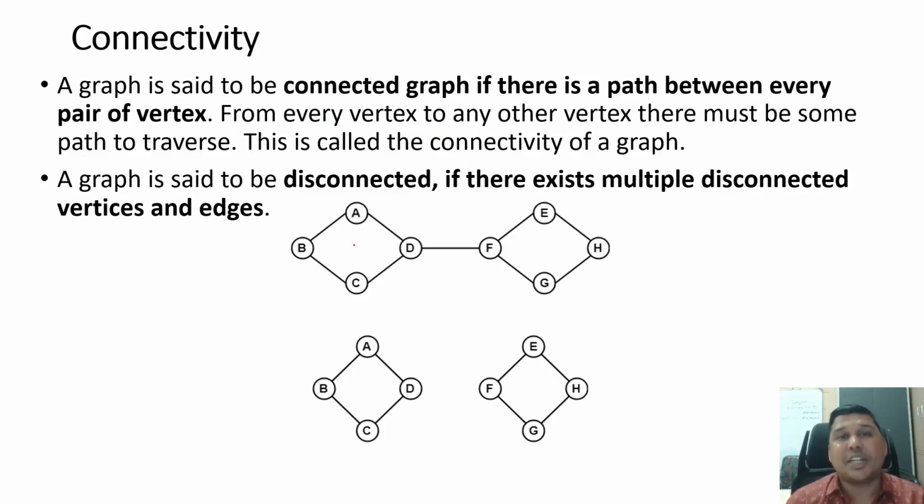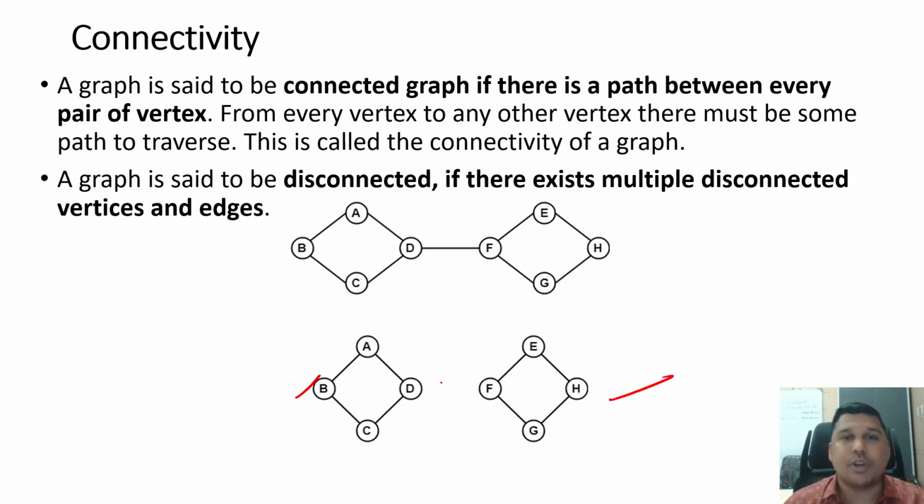A graph is said to be disconnected if there is no path. See this example here: after removing this edge, it became disconnected. So this graph is a disconnected graph. If there is no path from a vertex to other vertices, then we say it is a disconnected graph.